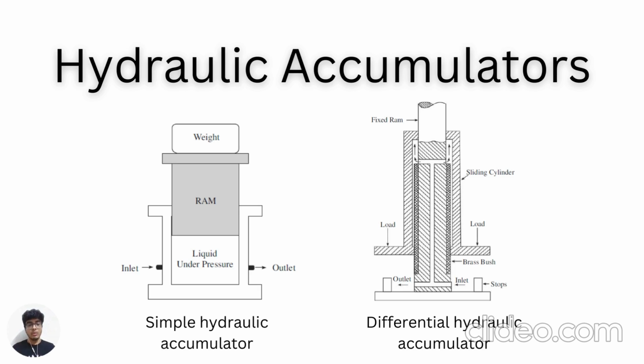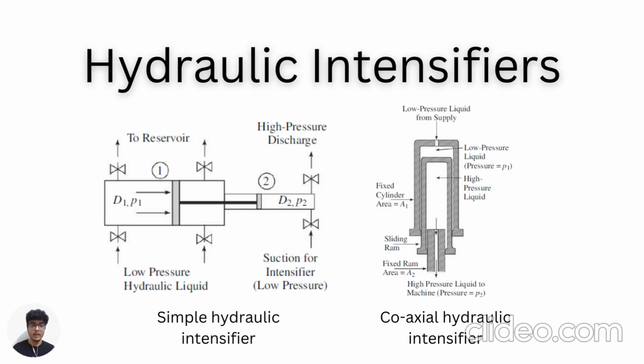Right. So moving on to our next part, which is the hydraulic intensifiers. Now, what are hydraulic intensifiers? A hydraulic intensifier is a component that converts the low pressure from a cylinder into the high pressure in a smaller cylinder. Intensifiers consist essentially of two different size cylinders. As we can see in both of them, there are two cylinders, one inside the other. So here there are also two different types, namely the simple hydraulic intensifier and the coaxial hydraulic intensifier.